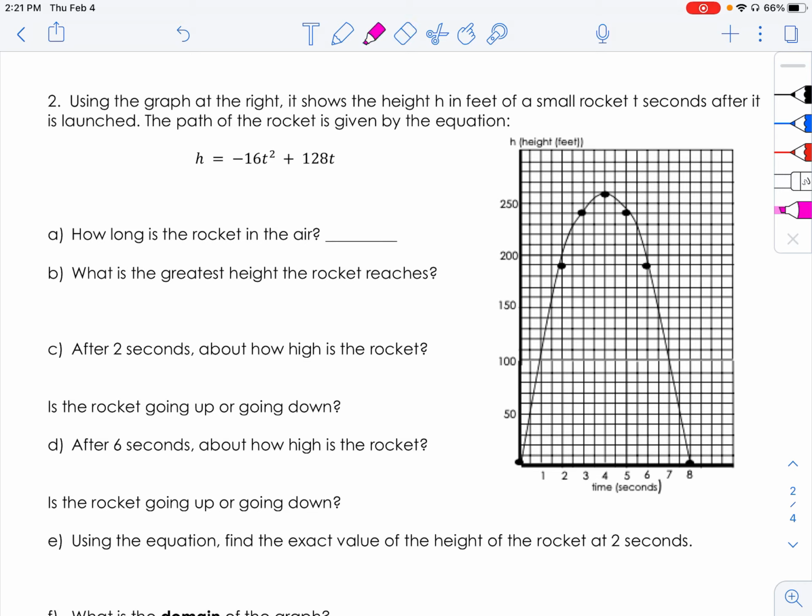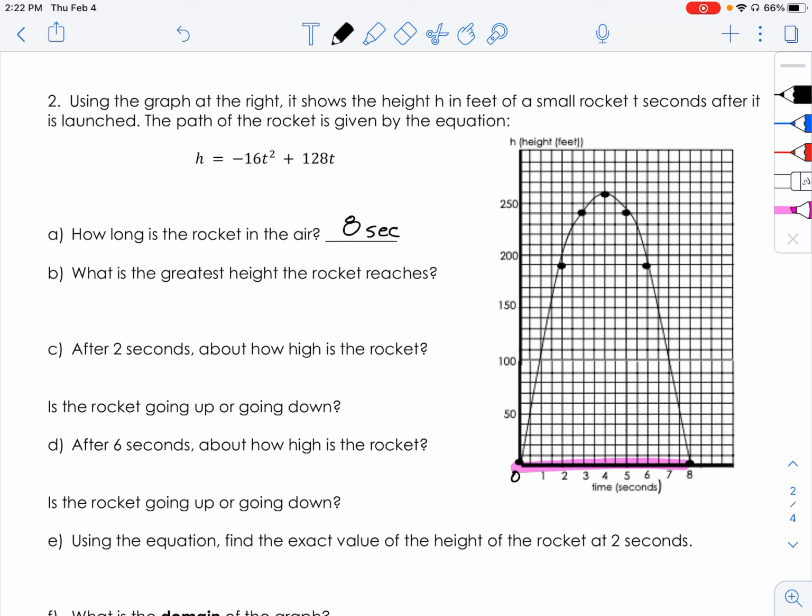So we know that t, that's the time, is on the bottom of this graph. So we notice that this graph only exists from 0, that's where it starts, to 8. So 8 seconds is how long that rocket was in the air. So what was the greatest height the rocket reaches?